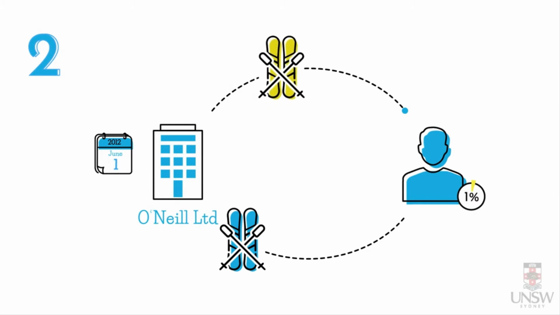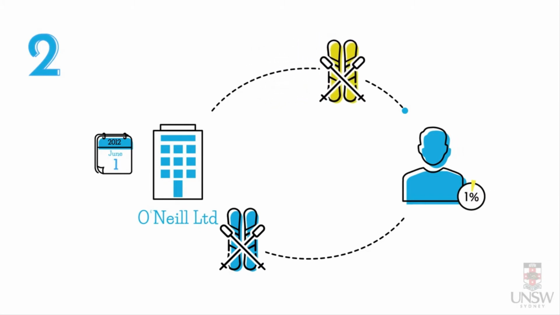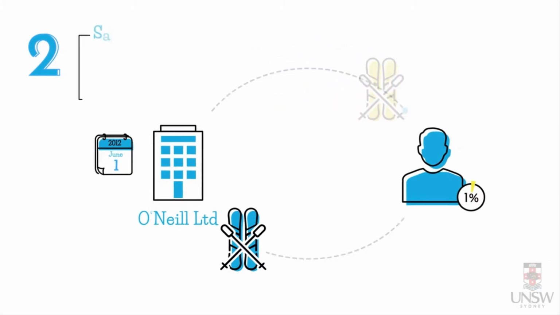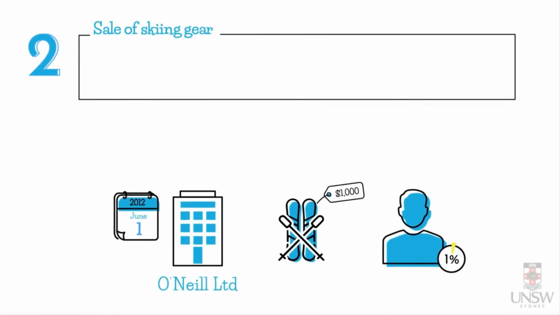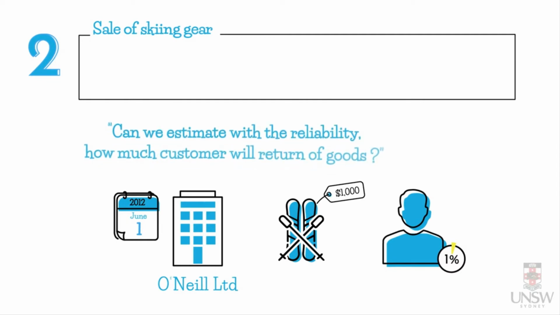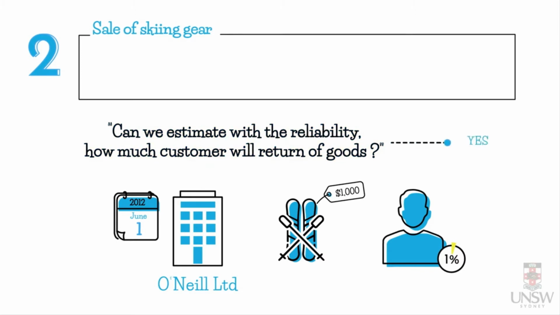So we're told what the sales revenue is for the period and the cost of goods sold. We're asked to prepare the journal entry, if any, to recognise revenue for this sale and include the appropriate date. So we need to think about that date. So can we estimate with reliability how much customers will return of goods? And the answer to that is yes. We can estimate that only 1% of customers return their skiing gear.